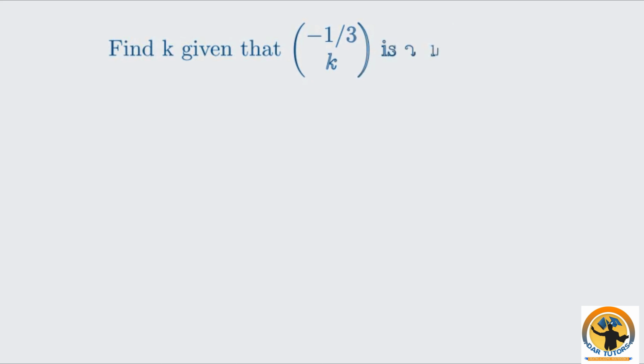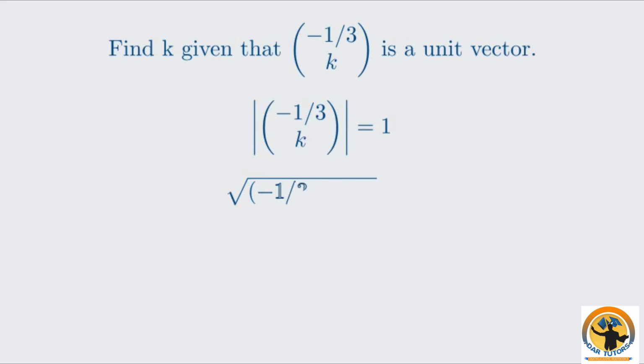Let's work through a problem to find an unknown component of a unit vector. Suppose we are given that the vector (-1/3, k) is a unit vector. We need to find the possible values of k. Since it's a unit vector, its magnitude must be equal to 1. We can set up an equation using the magnitude formula. The magnitude is the square root of negative 1/3 squared plus k squared. We set this equal to 1.